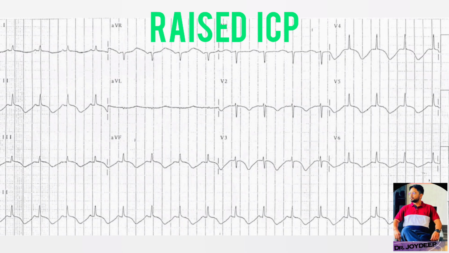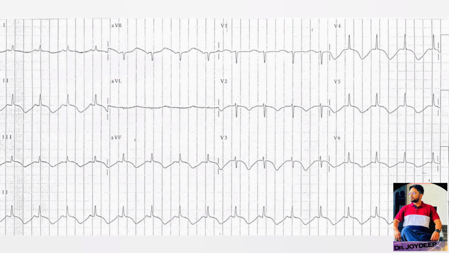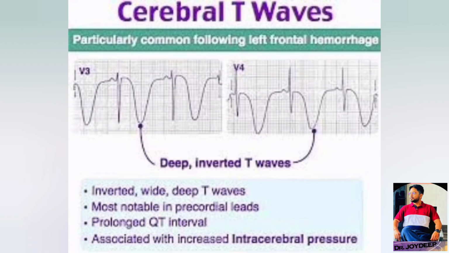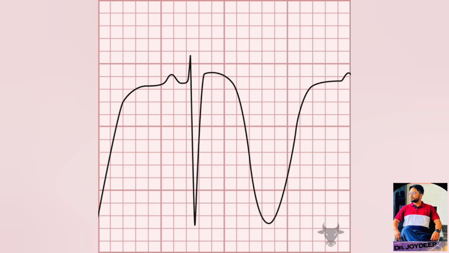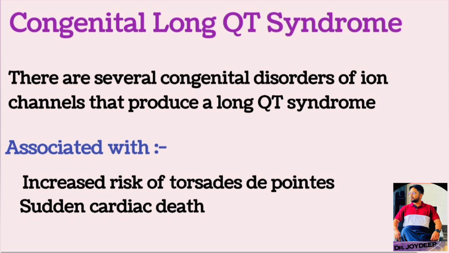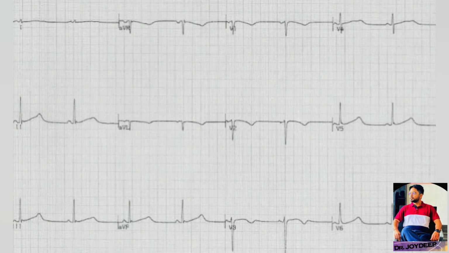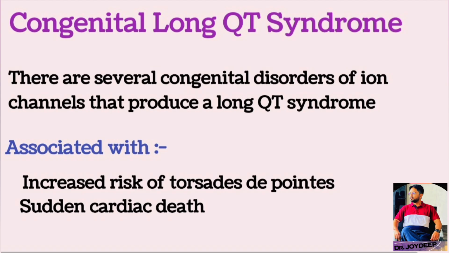A sudden rise in intracranial pressure due to subarachnoid hemorrhage may produce characteristic T wave changes, cerebral T waves, that is, widespread deep T wave inversion with a prolonged QT interval. There are several congenital disorders of ion channels that produce long QT syndrome and are associated with increased risk of Torsades de Pointes and sudden cardiac death.